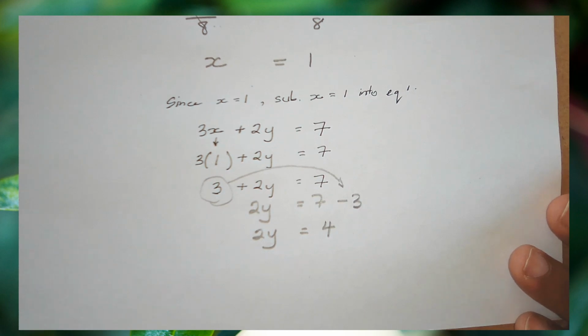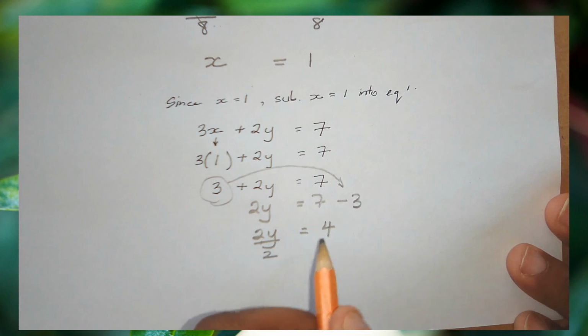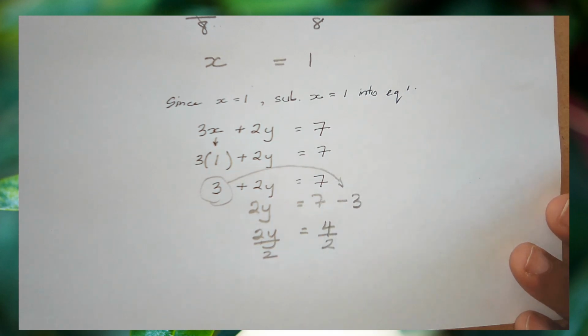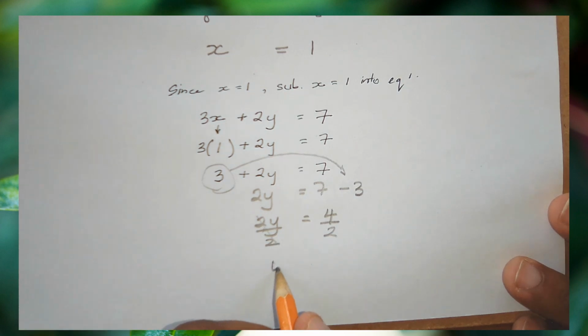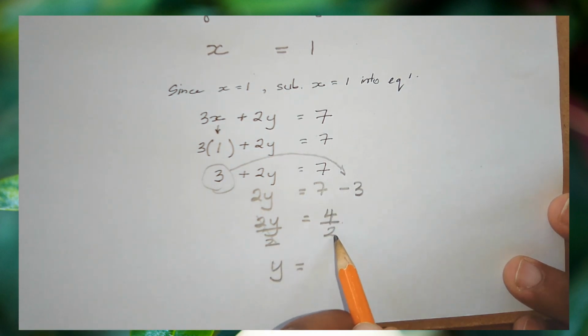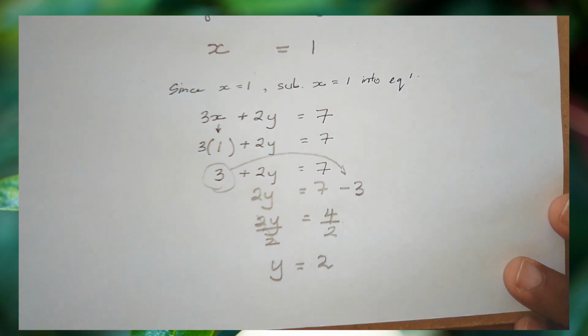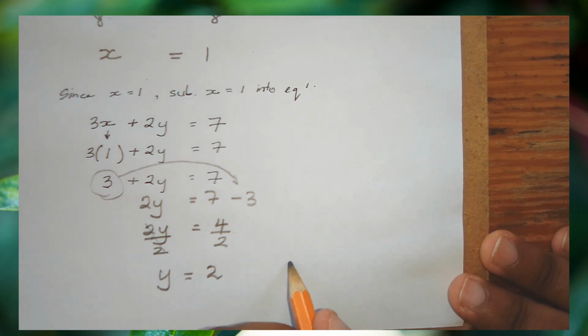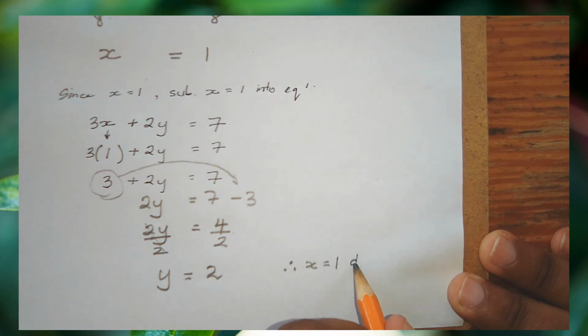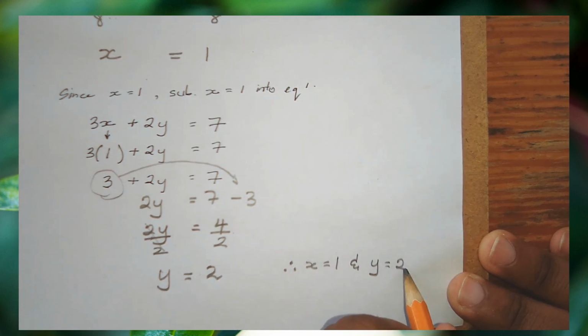y is still not by itself. We need to get rid of this 2. So I'm going to divide both sides by 2 to get y on its own. So this will cancel, leaving us with just y. And 4 divided by 2 is 2. So the value of y is 2. So to clean it all up, we come to the side and we would say, therefore, x is equal to 1 and y is equal to 2. And you can leave it like that.